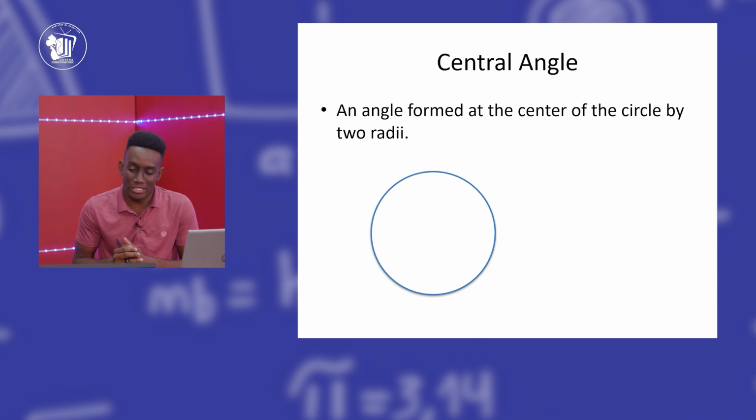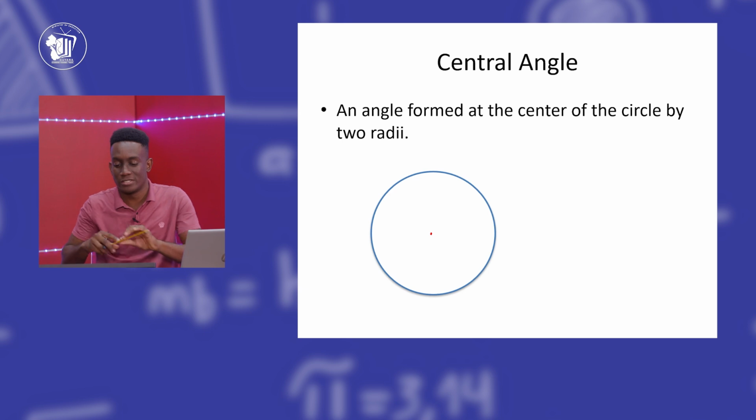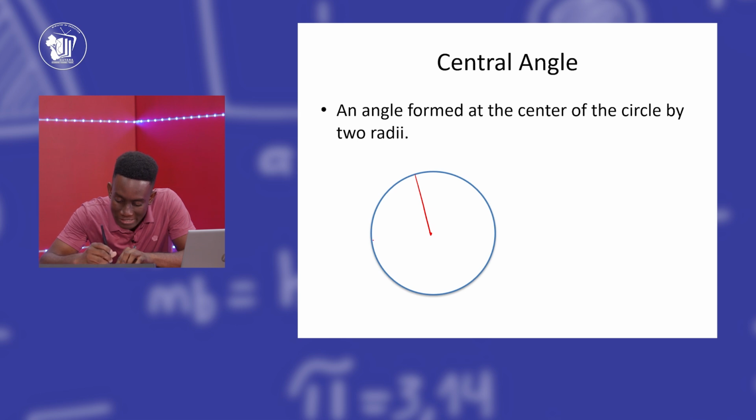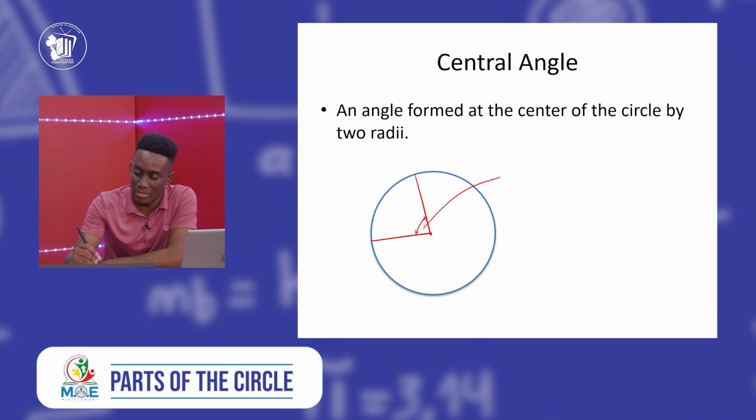So the next one we want is the central angle. The central angle is an angle formed at the center of the circle by 2 radii. So let's just say we have here as the center. The central angle would be an angle formed at the center. So here would be the central angle.